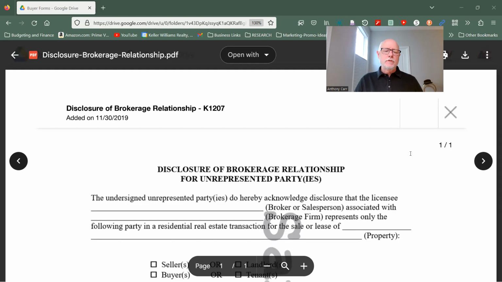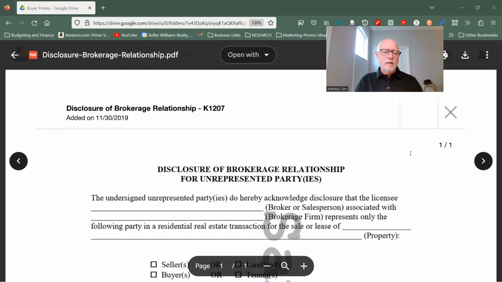Okay, we're going to move over to agency disclosure forms for the Northern Virginia Association of Realtors contract. This is for Virginia, and we've got three agency disclosure forms we're going to talk about. One is the broker disclosure, who you work for. I work for the broker when I have an unrepresented person in the transaction. But here's the broker. You're unrepresented, but here's who I represent.